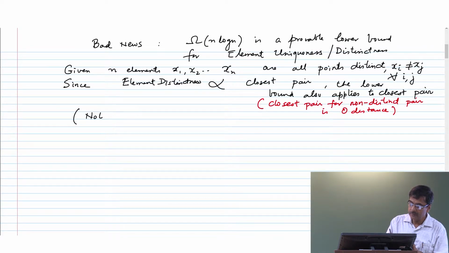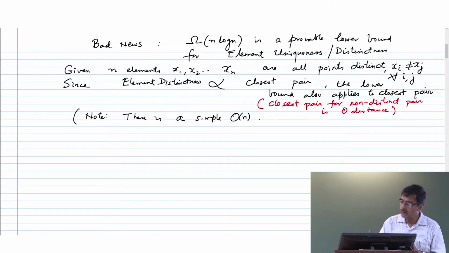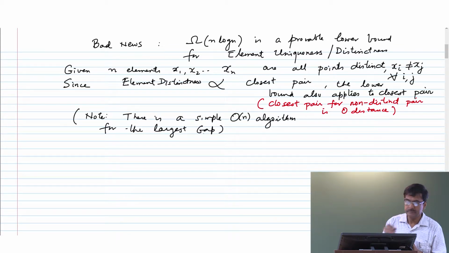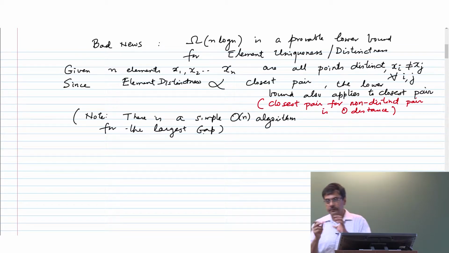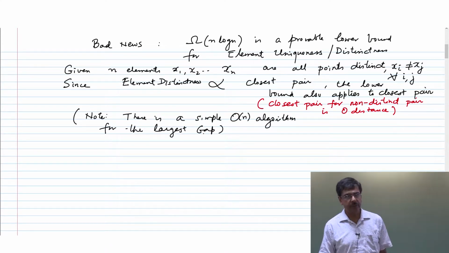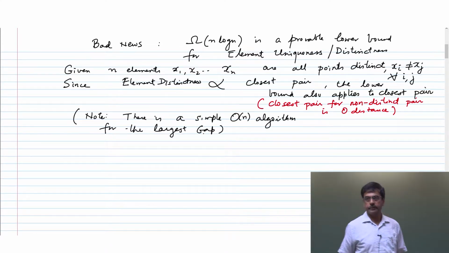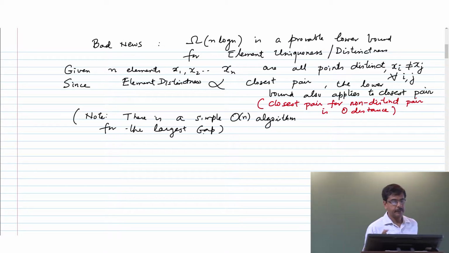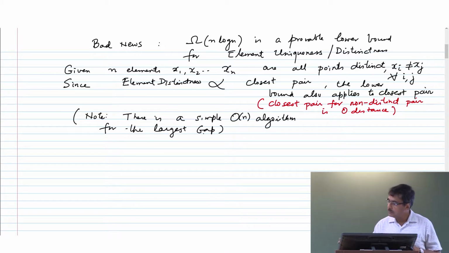Note, there is a simple order n algorithm for the largest gap. So it looks as if there are symmetric problems, but they are not. It's easier to solve the largest gap than the smallest gap. Closest pair is like the smallest gap. Fine, so far so good. So we made some progress, but then again we have not solved something non-trivial.